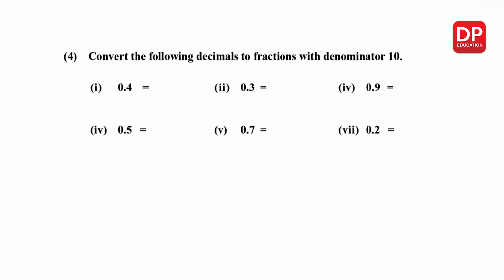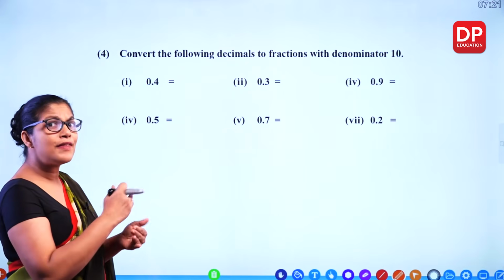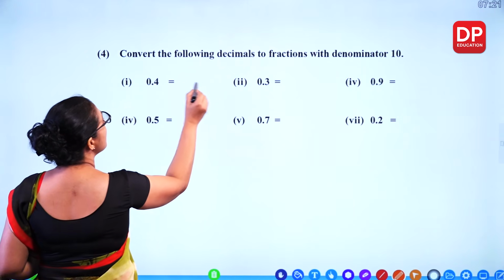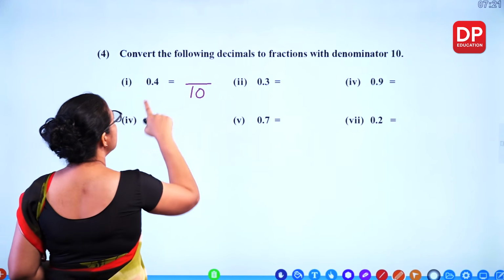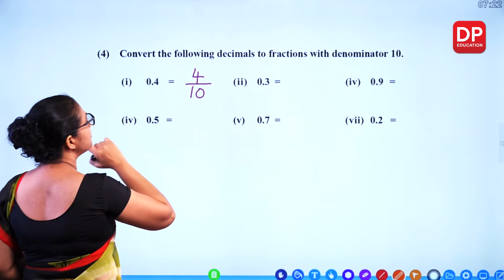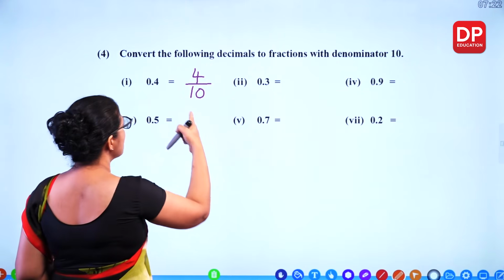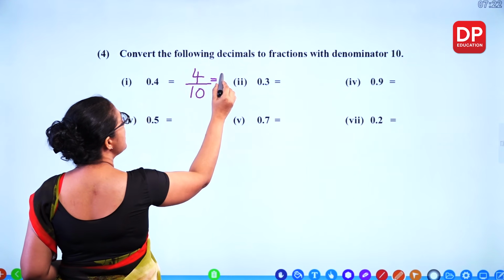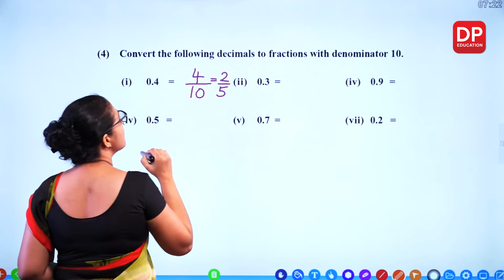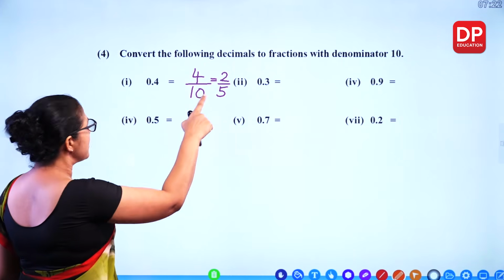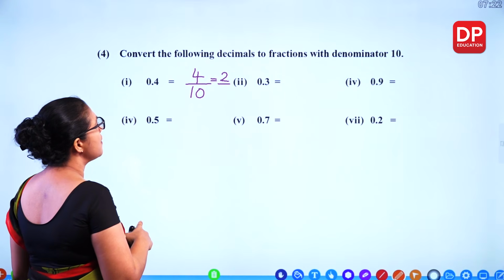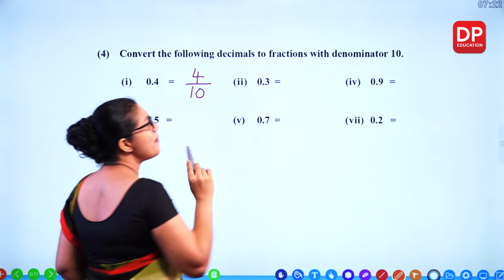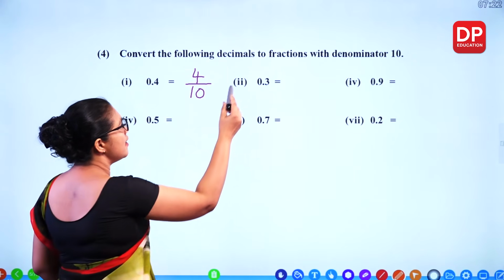Convert the following decimals to fractions with denominator 10. Now, other way round. We know that if it's one decimal place, you get 10 in the denominator. So 4 is the number, 4 over 10. Now you can simplify this fraction. 4 over 10 I can write as, divide by 2 both the numerator and the denominator, 2 over 5. But they are asking not to simplify. Here, decimals to fractions with denominator 10. So no need to simplify.